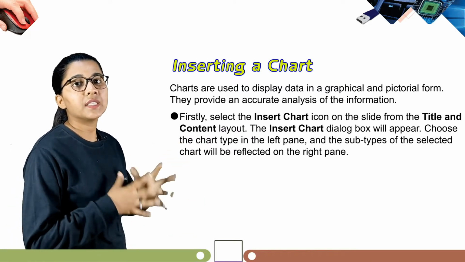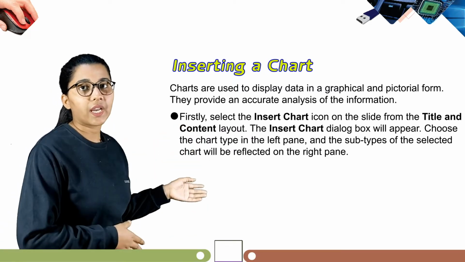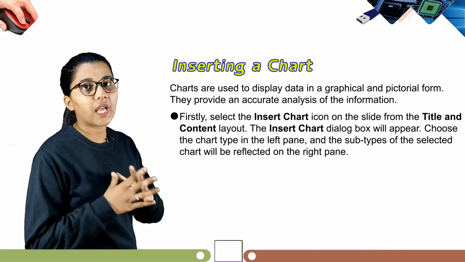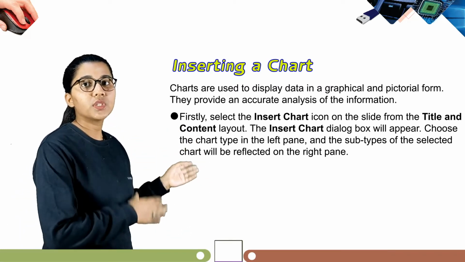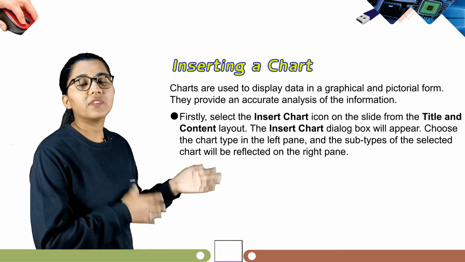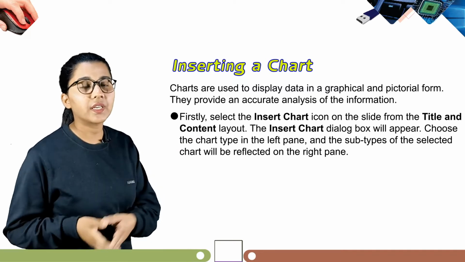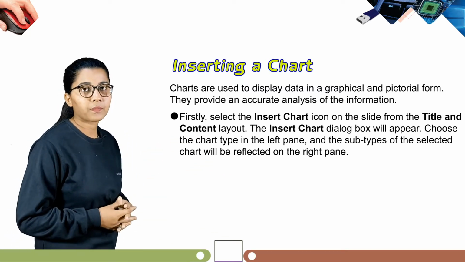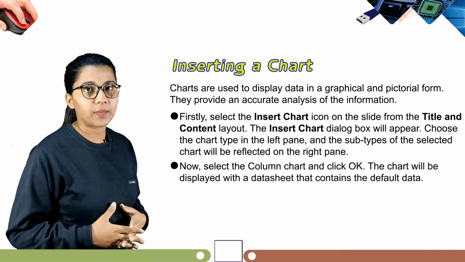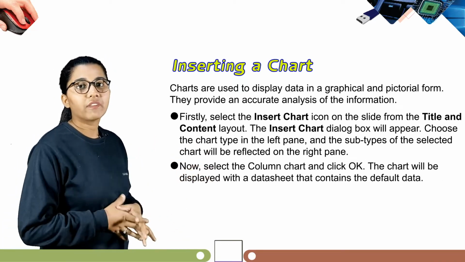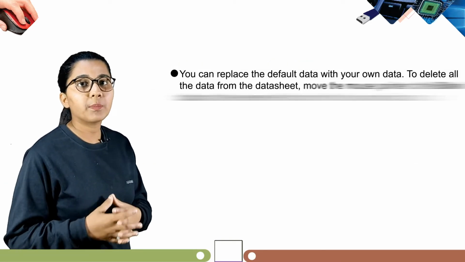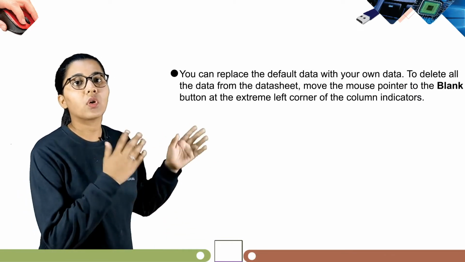Firstly, select the Insert Chart icon on the slide from the Title and Content layout. The Insert Chart dialog box will appear. Choose the chart type in the left pane and the subtype of the selected chart will be reflected on the right pane. Next, now select the Column chart and click OK. The chart will be displayed with a data sheet that contains the default data. You can replace the default data with your own data.